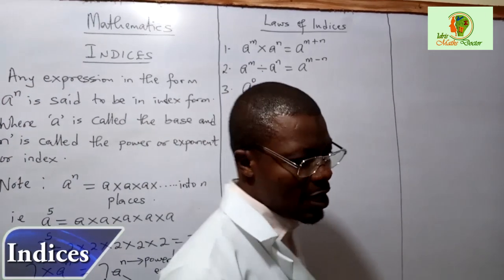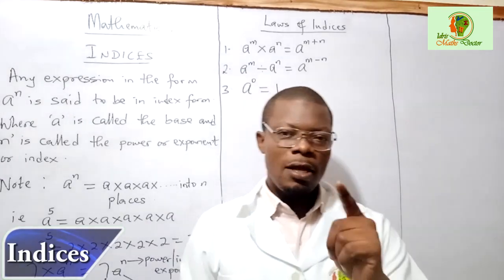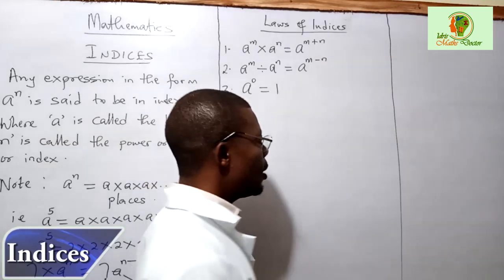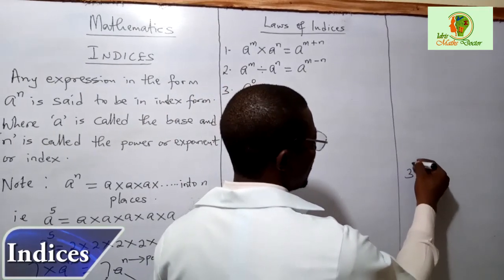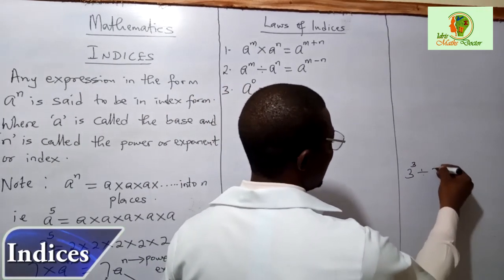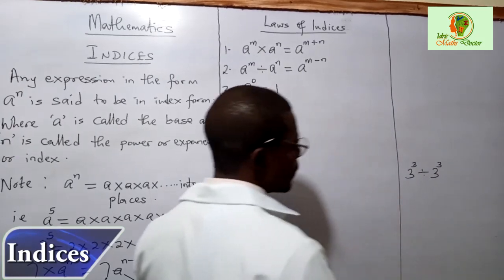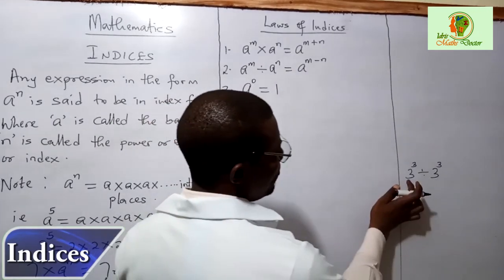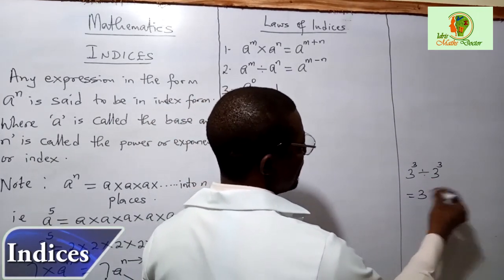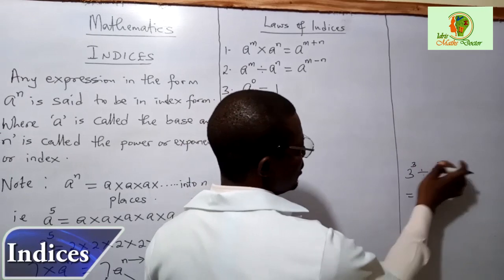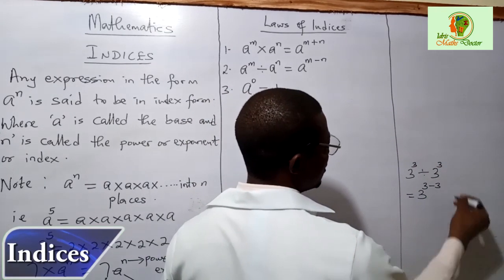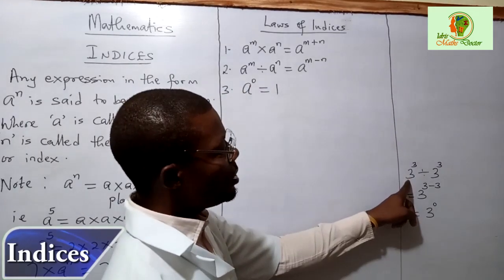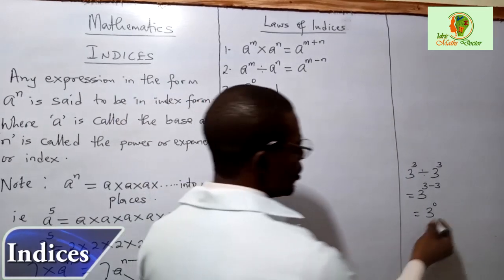This law states that anything raised to power 0 is 1. Let me quickly show you how come anything raised to power 0 is 1. Okay, if we have, let's say, 3 raised to power 3 divided by 3 raised to power 3. This is the same as, if you apply this law, the bases are the same, you pick 1. And if you subtract the powers, we are going to have 3 raised to power 0. Now, let's assume solving this, this is the answer.